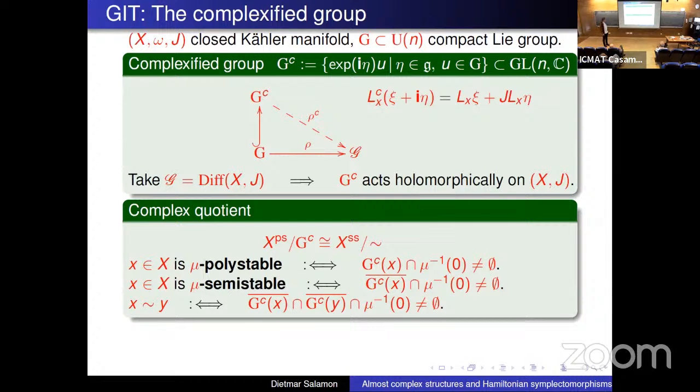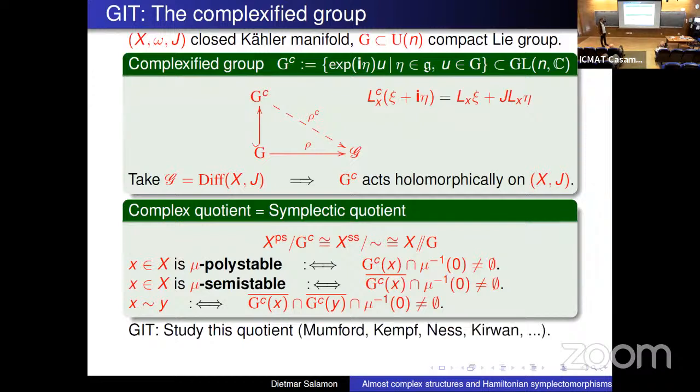And then one gets a space that's equal to the symplectic quotient. And this observation goes actually back to Mumford. And one of the key questions that one addresses in geometric invariant theory is which are the points of X that participate in the construction of this complex quotient? So which are the semi-stable elements of the manifold X? How can one characterize the stability condition?